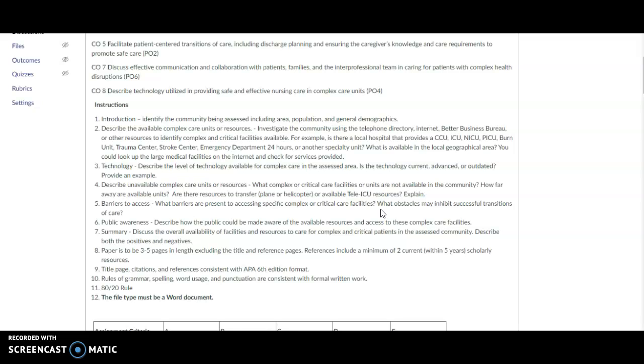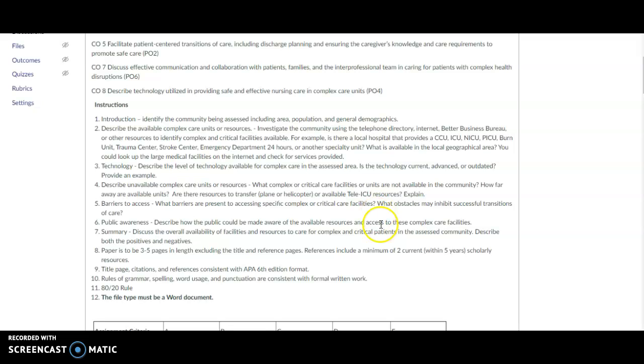Then again, going back to your area, how is the public made aware of the available resources that you have in your area and how to get to the complex care facilities? And then finally, you're going to summarize your paper and then remember to include both the positive and negatives.